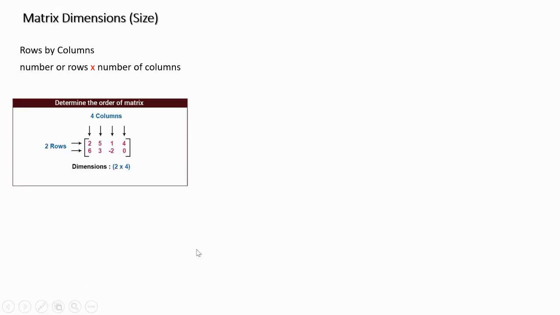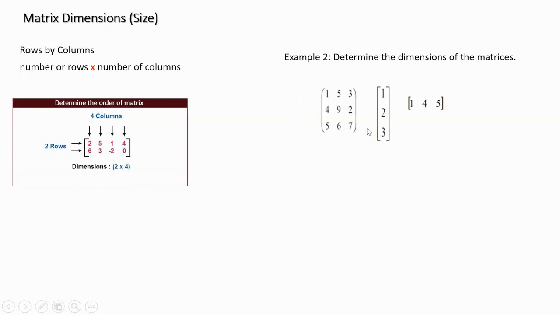Now for the size of a matrix, the size has to be the rows times the columns, or rows by columns. So the rows are across and the columns are vertical. So for example, this one here is a 2 by 4. Why? Because there's 2 rows and 4 columns. Example 2, determine the dimensions of the matrices. This one here on the far left is going to be a 3, right? Because we have 1, 2, 3 rows and 3 columns, so it'll be a 3 by 3.